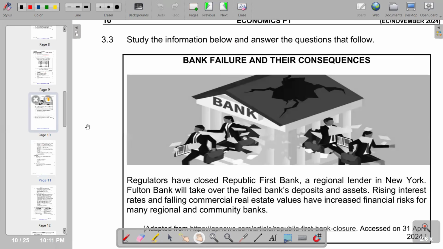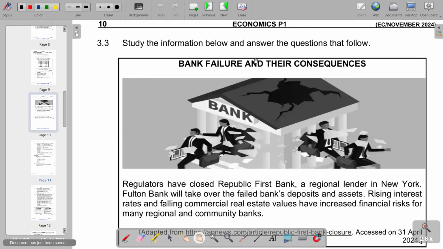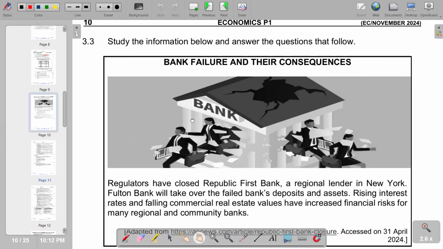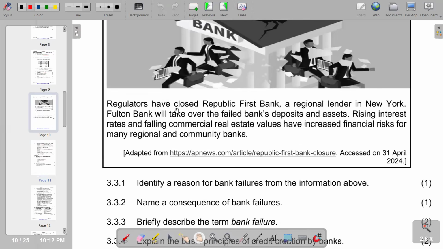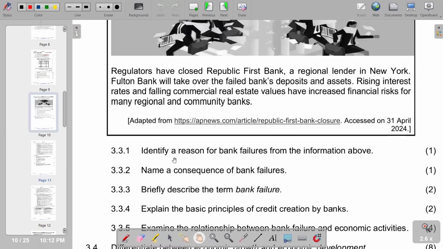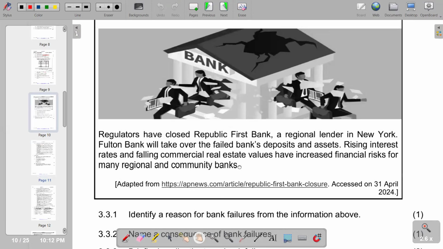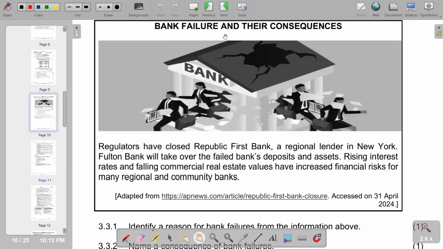So moving on to our 3.3, we have to study the information below and answer the questions that follow. We are given information on bank failure and its consequences. So of course, we have information that you also need to read. First question: identify a reason for bank failures from the information above. So we refer back to the information and try to come up with reasons for bank failures.